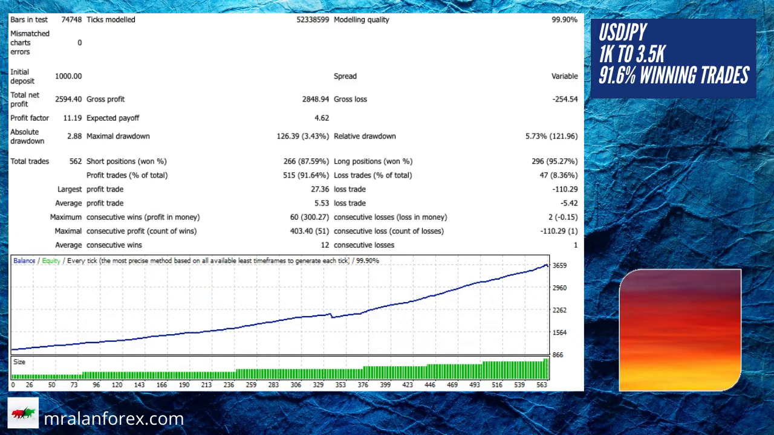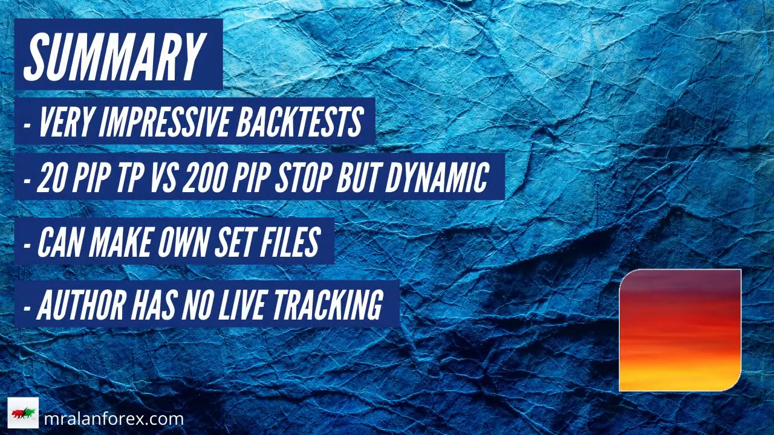I know I've gone through these quite quickly, but they all look very similar, and you would expect that because they're all using the same default settings which work across all these pairs. I will provide a link to all the backtests so you can dig in a bit more detail if you're so inclined. In summary, as you can see, very impressive backtests across all those pairs. I did try some other Forex pairs and they didn't work at all.